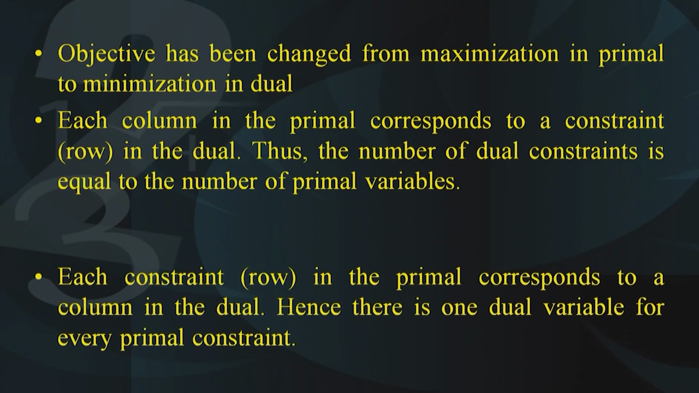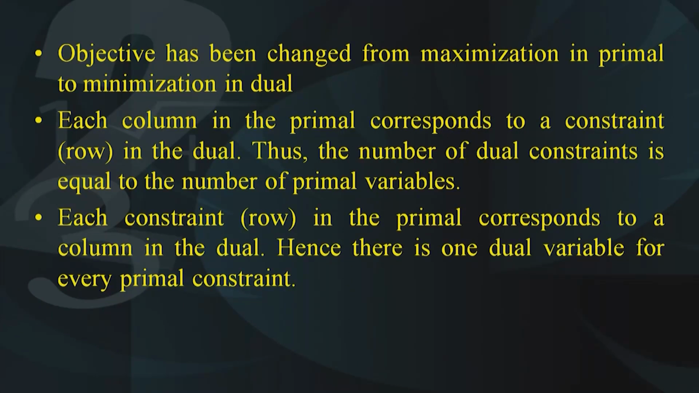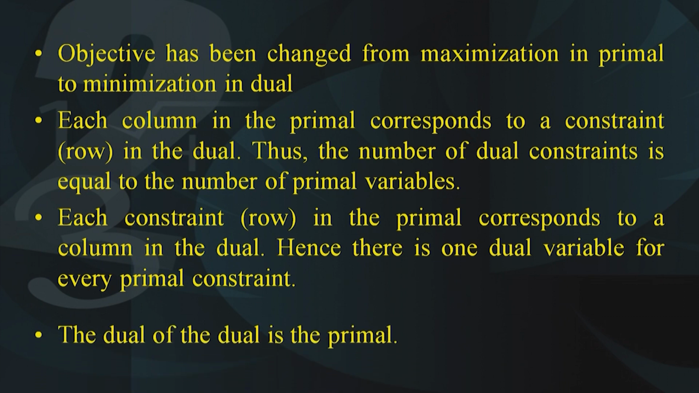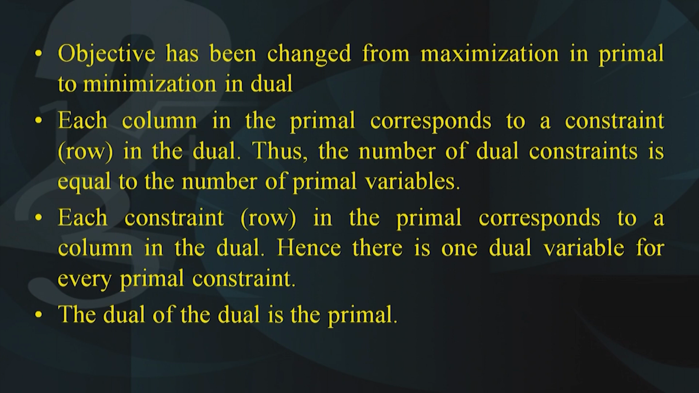Another observation, each constraint, or in other words the row of the primal, corresponds to a column in the dual, and hence there is one dual variable corresponding to every primal constraint. And finally, you can very well guess that if you write the dual of the dual, you will get back the primal. So, the dual of the dual is the primal.